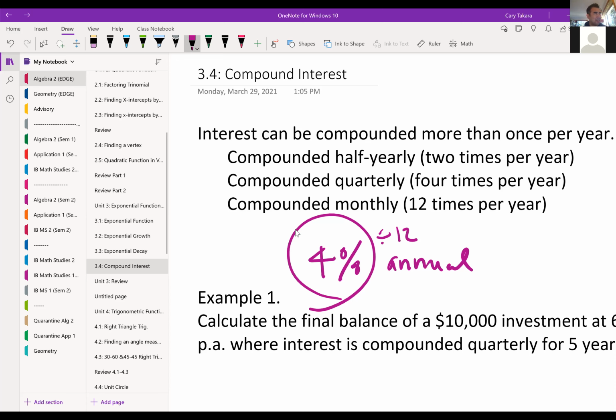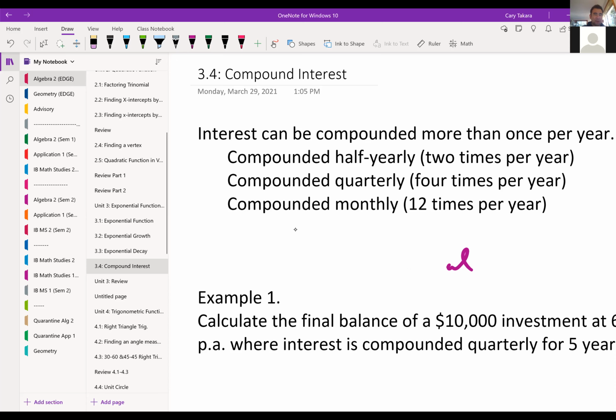Any questions so far? Have you done this before? I'm guessing that since you've done compound exponential growth and decay, you have probably done this already. Has anybody seen a compound interest problem, compounded quarterly, compounded monthly? Have you heard anything like that before? You don't remember anybody? No? Okay, maybe this is something new then. So it's good.